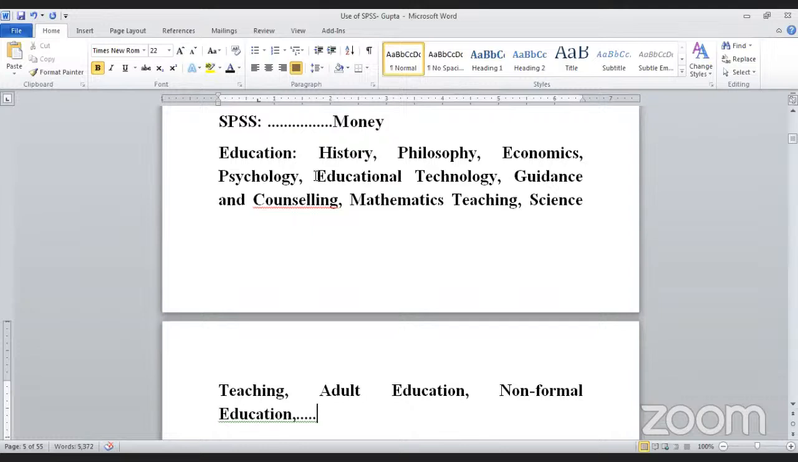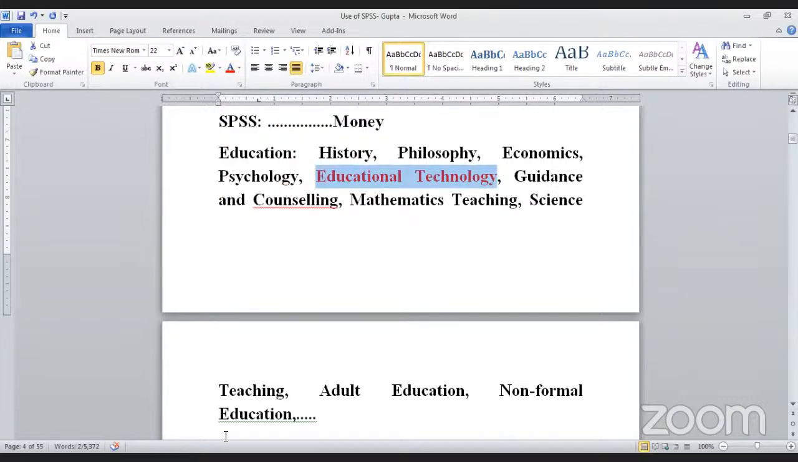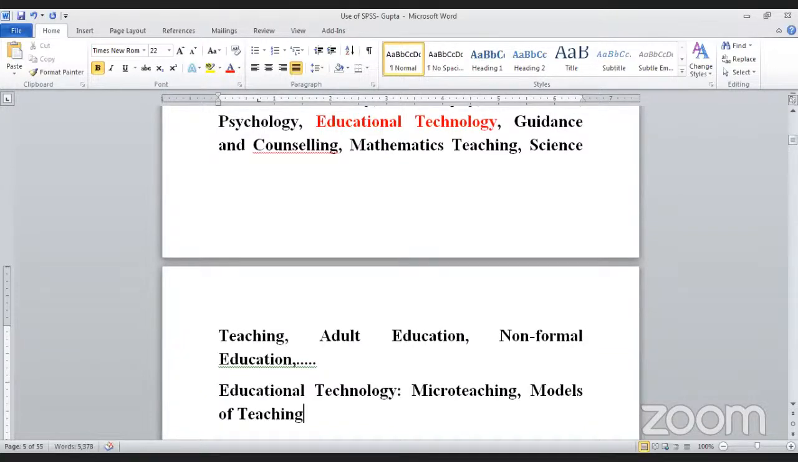Now suppose you decide to do research related to educational technology. So you select educational technology. Again, in educational technology there are many aspects. One can be micro teaching, another can be models of teaching, another can be programmed learning, another like this. There are many.